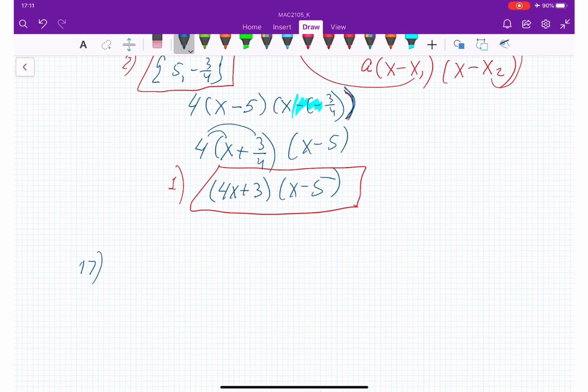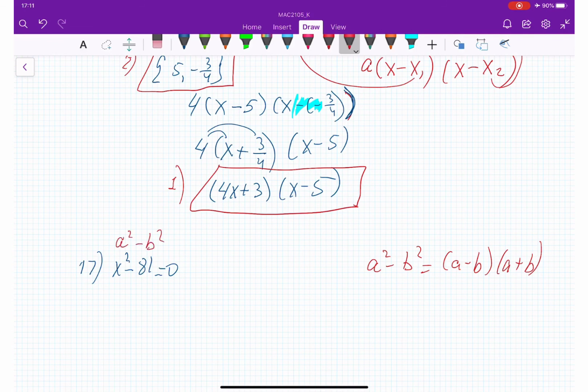We have x squared minus 81 equals 0. This reminds me of the formula a squared minus b squared, which is equal to (a minus b)(a plus b). Let's do it. So if my a squared is x squared, then my a is going to be x, and b is going to be 9 because 9 squared is 81, right?